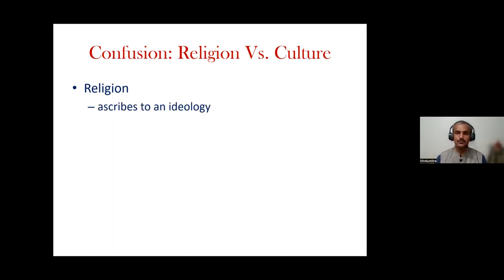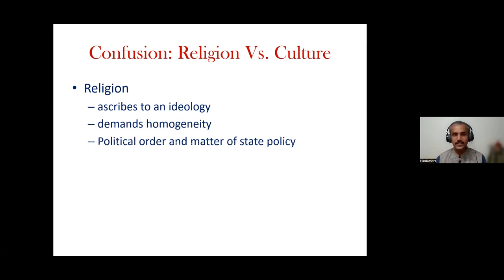Religion is generally ascribed to a certain ideology. If you believe in the ideology, then only you're part of this religion. And organized religion always demands homogeneity. One kind of food, one kind of habit, certain principles you have to follow, and you have to do these rituals. And if you don't follow, you do not belong to that religion. Third, generally organized religions are always a political order. They have a political agenda behind them. And when the group of people of an organized religion come together, they always make it into a state policy. That means any country has to be of that certain religion, and there is no place for others. That's the behavior of the religious groups.